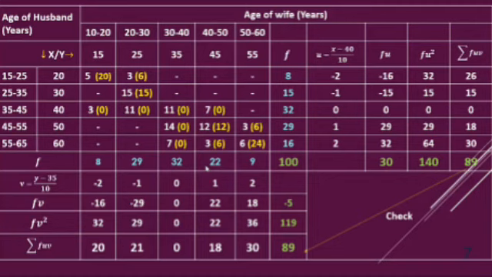Then you find out F into V. Previous row is F, present row is V. So F into V, 8 into minus 2, 29 into minus 1, and so on. Fv square is Fv into V. So minus 16 into minus 2, 32, minus 29 into minus 1, 29, and so on. Right? Then you find out summation FUV.